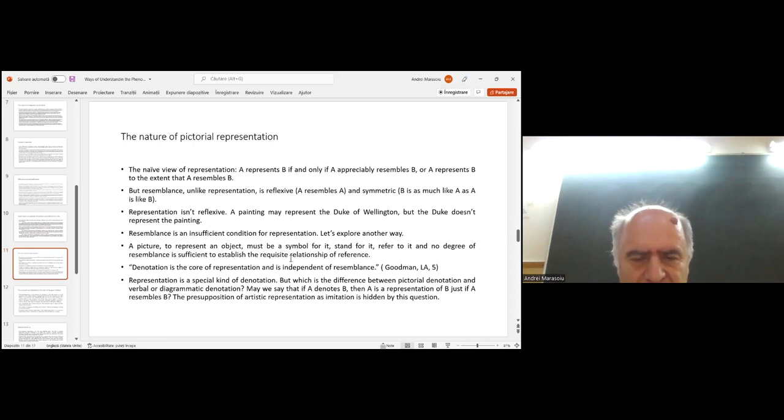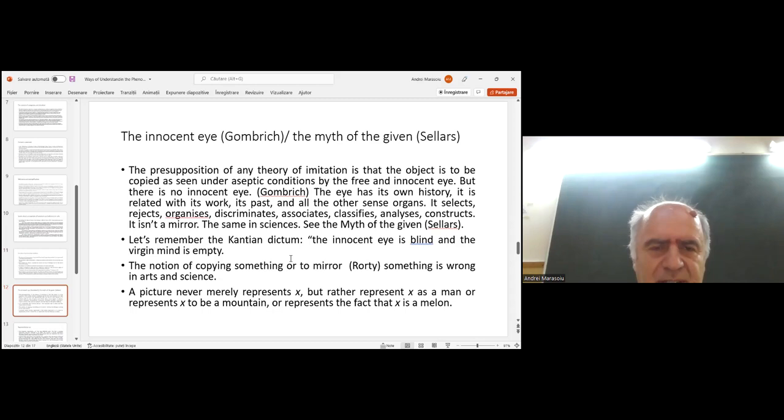May we say that if A denotes B, then A is a representation of B just if A resembles B? The presupposition of artistic representation as imitation is hidden by this question. But as we know, this theory was demolished by the so-called idea of the innocent eye proposed by Gombrich, and in analytical philosophy by the so-called myth of the given proposed by Sellars.